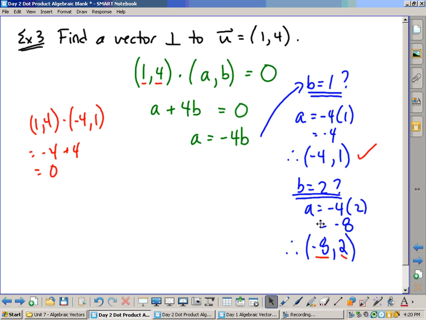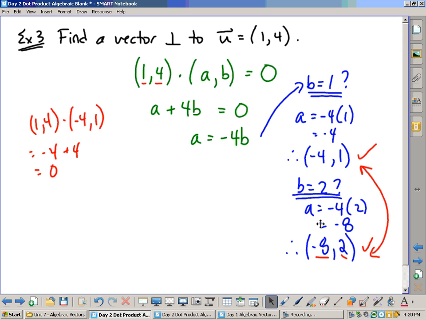And really, if we stop and think about it, these two vectors are both perpendicular because if you look at them, they're actually scalar multiples of each other. What that means is this one is negative 4, 1. Negative 8, 2 is just twice as long, isn't it? If you take your negative 4, 1 and multiply it by 2, you'll get your negative 8 and your 2. So of course this is perpendicular, it's just longer. So there's lots of possible answers here.